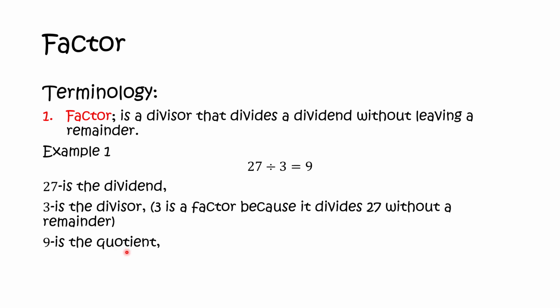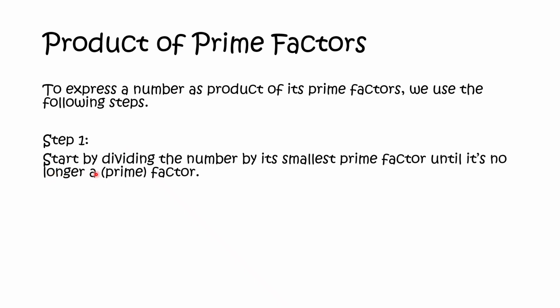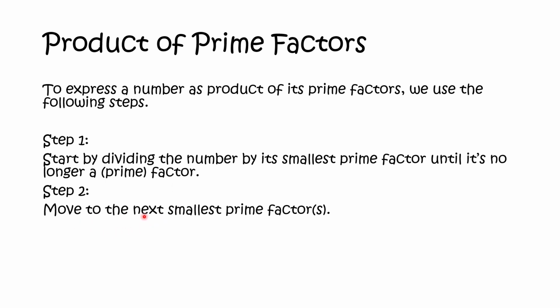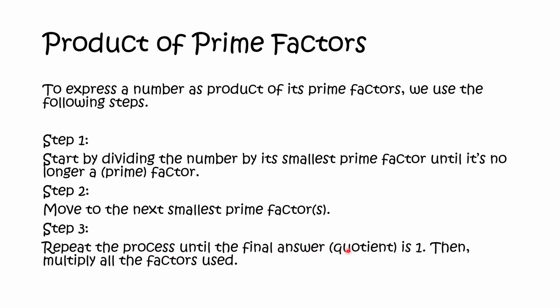Now, when we talk about the product of prime factors, we are saying we are expressing a number as a product of its prime factors. We use the following steps. Step 1. Start by dividing the number by its smallest prime factor until it's no longer a prime factor. Step 2. Move to the next smallest prime factor or factors. And step 3. Repeat the process until the final answer or quotient is 1. Then multiply all the factors used.